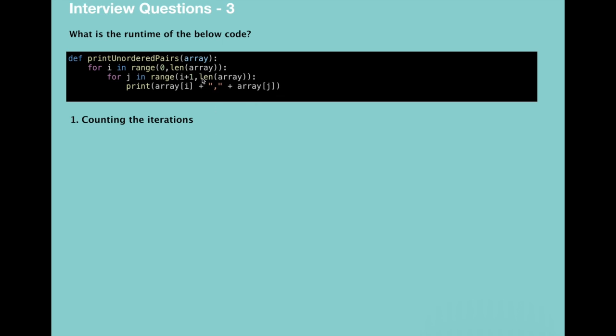As the inner loop starts from i plus 1, the first iteration will run n minus 1 times, where n is the length of the array. And in the second iteration, the runtime will be n minus 2. And in the third step, it will be n minus 3. And this will continue until we reach 1. Now, if we sum up these iterations, we will get the time complexity of this code.